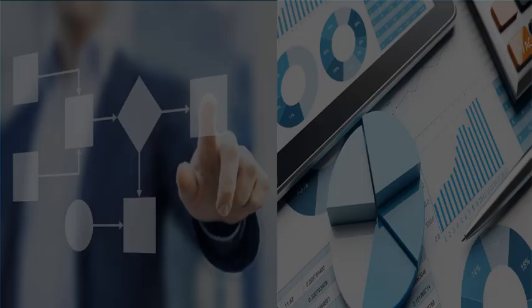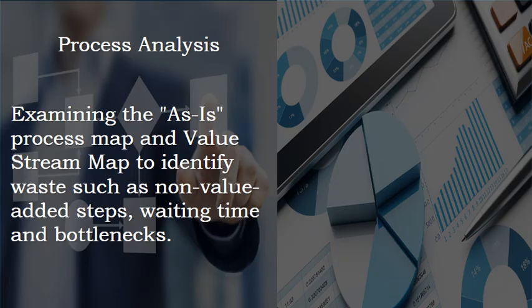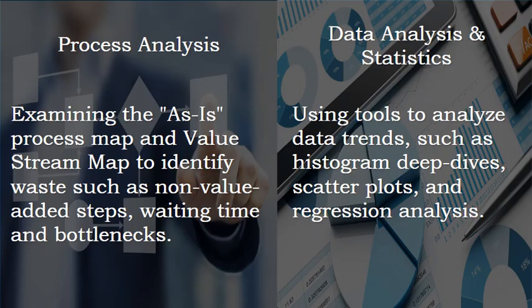The key activities of the Analyze phase are: process analysis. Examining the as-is process map and value stream map to identify waste such as non-value-added steps, waiting time, and bottlenecks. As-is process mapping is the documentation of a business's current workflows, capturing exactly how processes operate in reality rather than how they should. Data analysis and statistics.